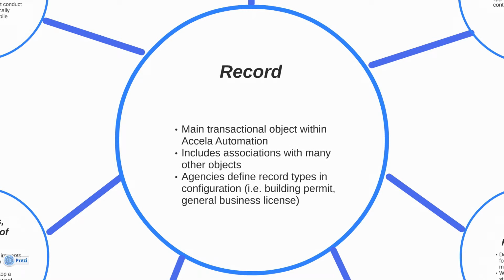A record is really the main transactional object within Accela Automation. It contains all the association with other objects that define what that record is. It's up to the agencies when they set up Accela Automation to define what record types are in the configuration. For example, a building permit, a general business license, a professional license renewal, a change amendment. All of those are different record types and are defined during the implementation period of setting up Accela Automation.